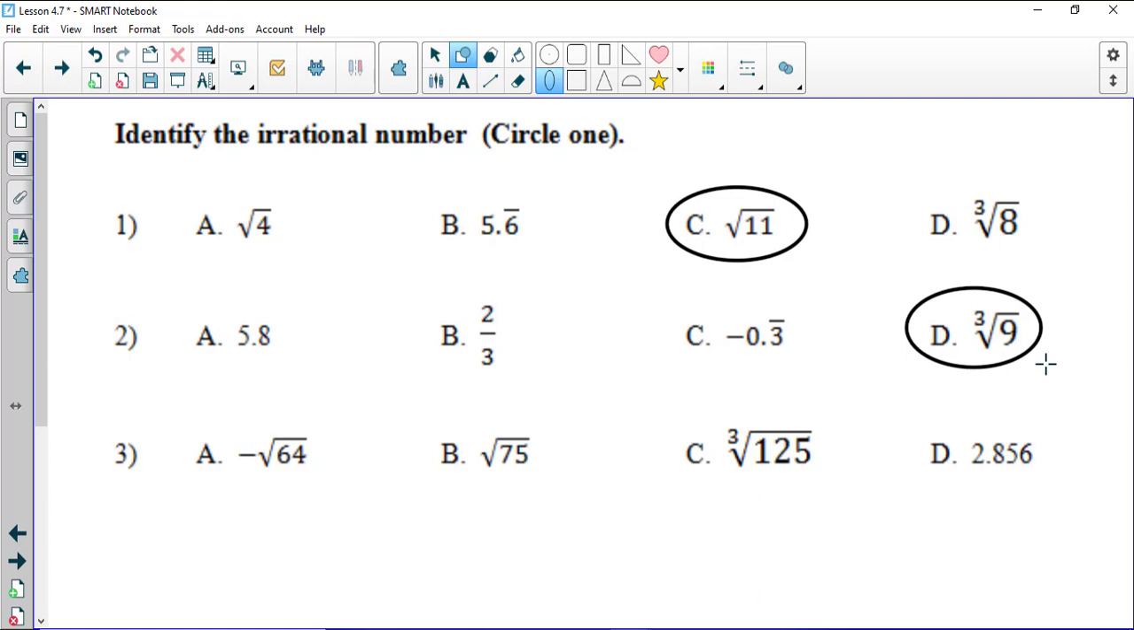But let's look at C and D and just confirm our guesses. So the cube root of 125, let's see, a number to the third power that gets me 125, that's 5. That's an integer, so that's rational. D, 2.856, that's a terminating decimal. That's a decimal that ends at some point, so that's going to be rational. So indeed, my guess is correct that the square root of 75 will be irrational.